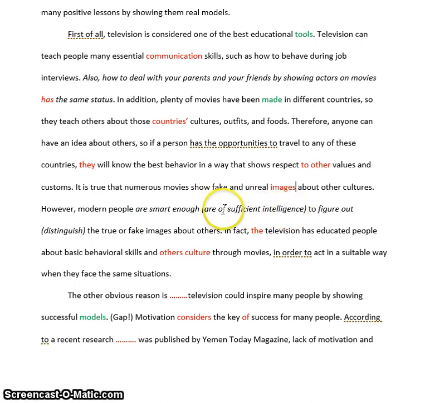When you say "are of," it means they have. "Are of sufficient enough intelligence" means they are smart enough. This is just a more advanced way of writing it. To figure out, this is a phrasal verb, so we can have a more advanced level vocabulary: distinguish. Distinguish the true or fake images about others.